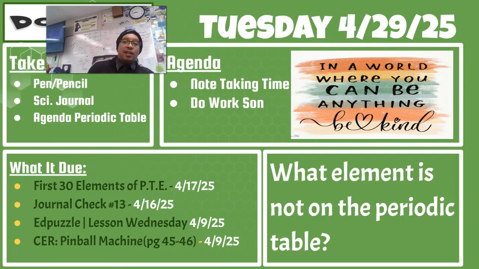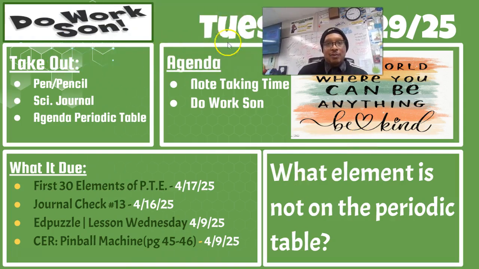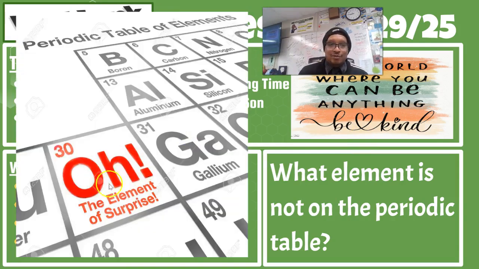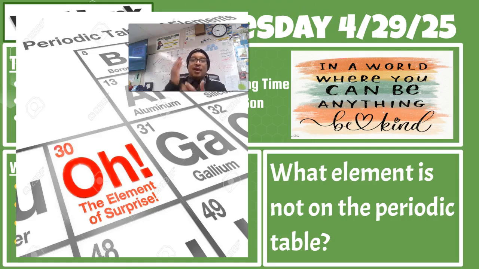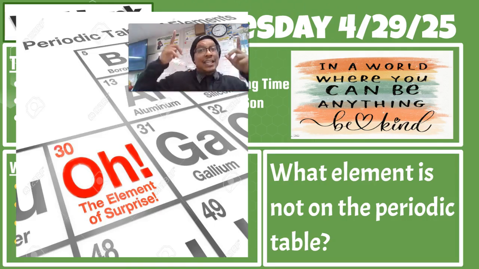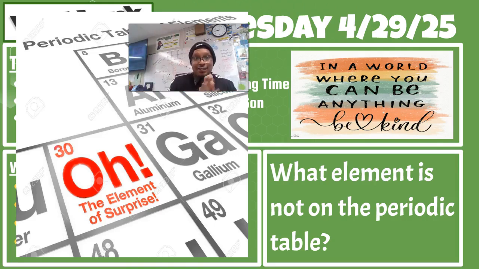By the way, what element is not on the periodic table? Hopefully you got it. The element of surprise. That's right. The element of surprise, not on the periodic table. By the way, what element is atomic number 30? Hopefully you should know this. It is zinc. The real atomic number 30 is zinc. In a world where you can be anything, be kind.